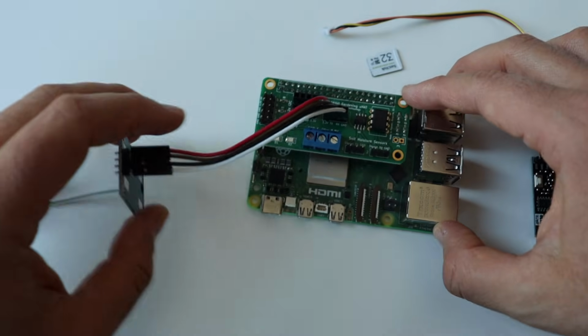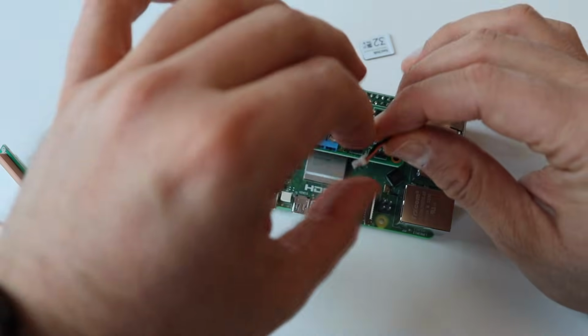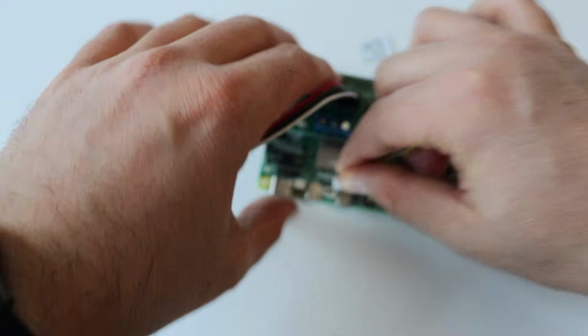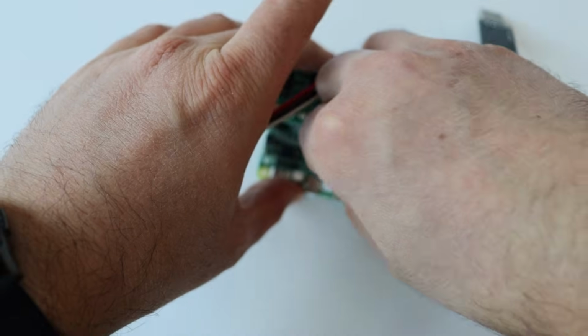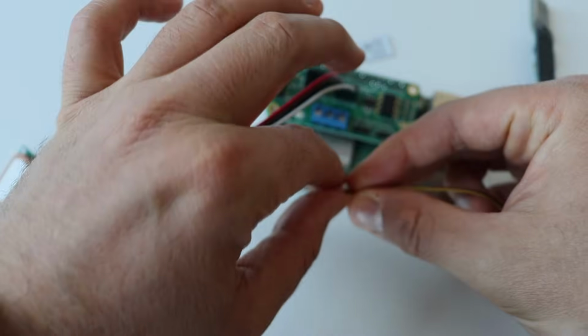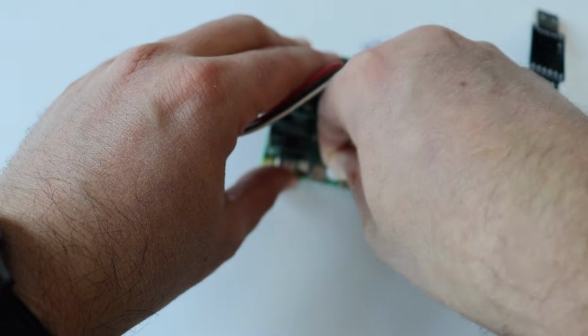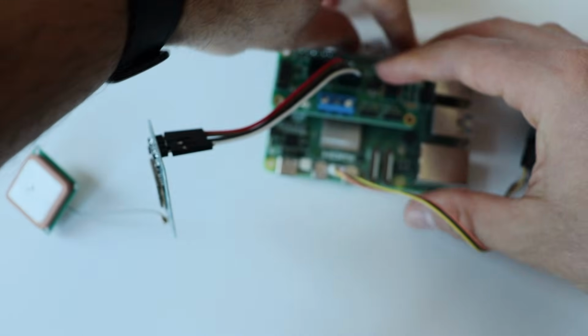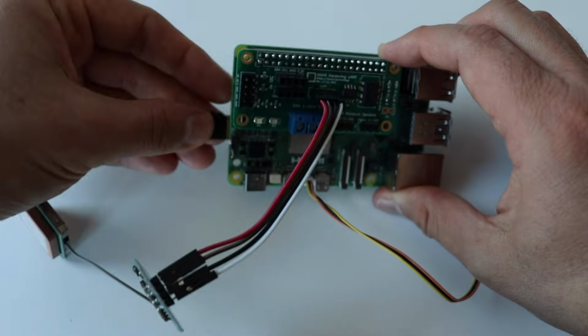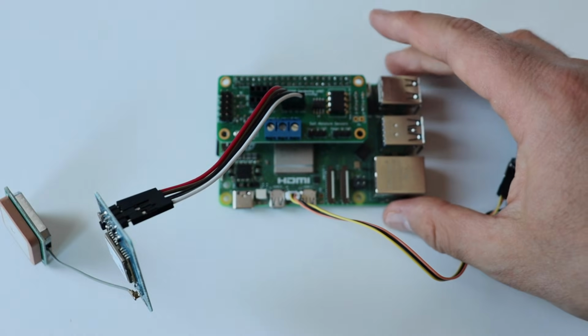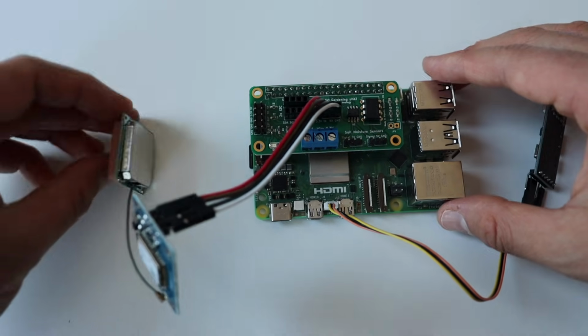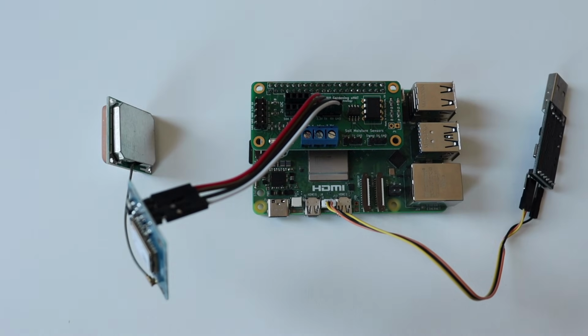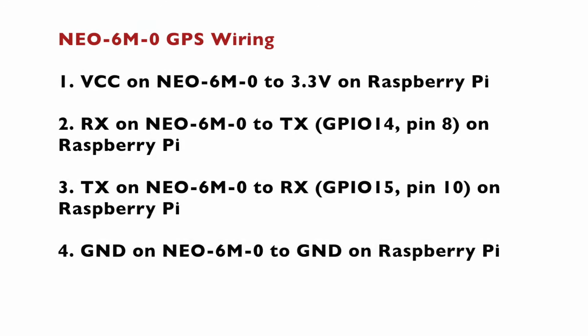VCC of the GPS module goes to 3.3 volts and ground goes to ground. The tricky part is that the UART pins are crossed, so RX from the GPS module goes to TX on the Raspberry Pi 5 and TX on the GPS module goes to RX of the Raspberry Pi 5. Finally, I've attached the USB to UART debug dongle to the dedicated connector between the two micro HDMI ports on Raspberry Pi 5. This way, in this tutorial, we'll have two separate UART serial communications.